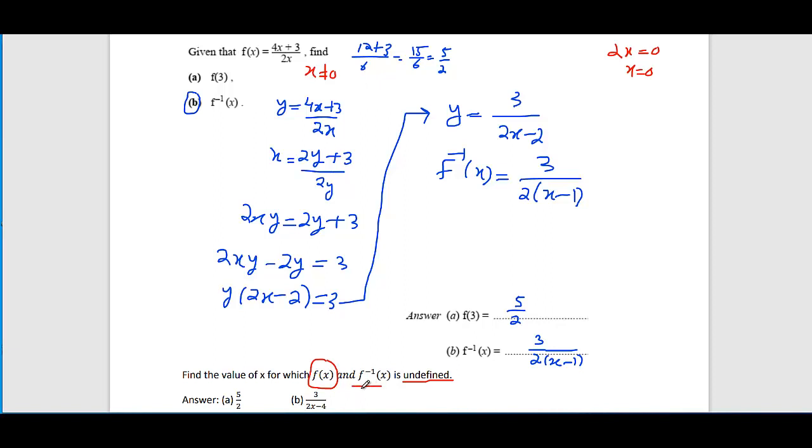Now we have to see f inverse of x. At which value of x will f inverse of x become undefined? So this is our f inverse of x. To know at which value of x this function will become undefined, we make the denominator equal to 0. The denominator is 2x minus 1 equals 0, and after solving this, x becomes 1. So if we put x equals 1 in this inverse function, it will give us a math error.